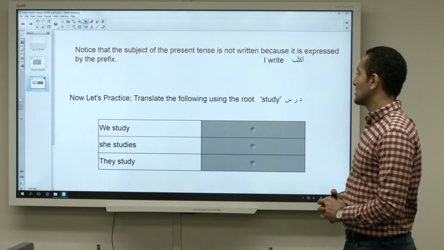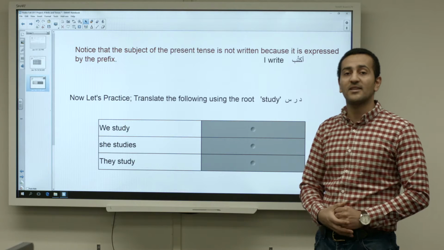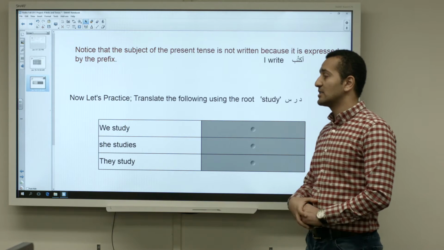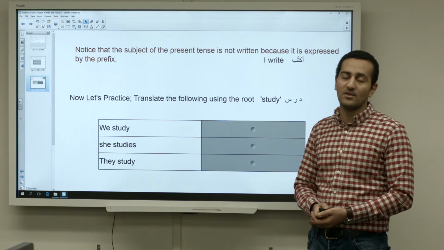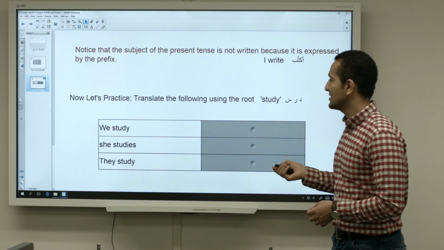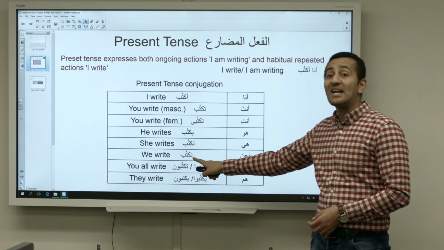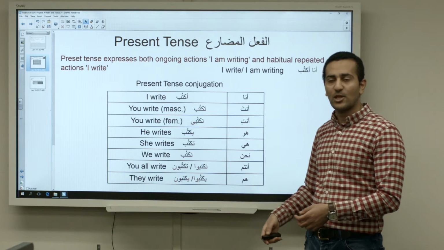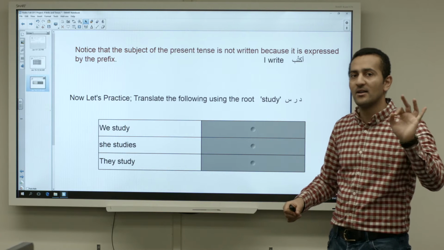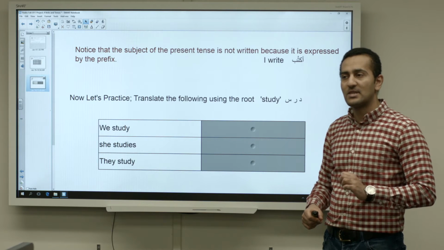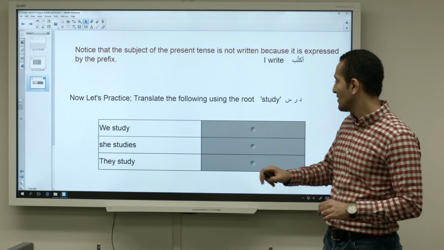Let's translate the following using the root درس. You studied this word, درس. Let's say we study. How do we make we with the present tense? We is نحن, نكتب. What about we study? We have the root درس, so with n at the beginning it will be ندرس.